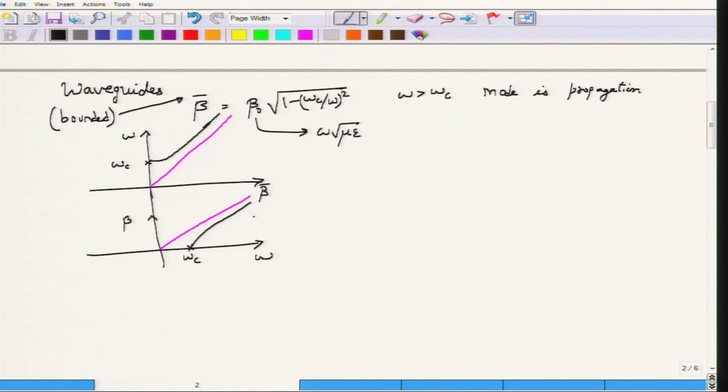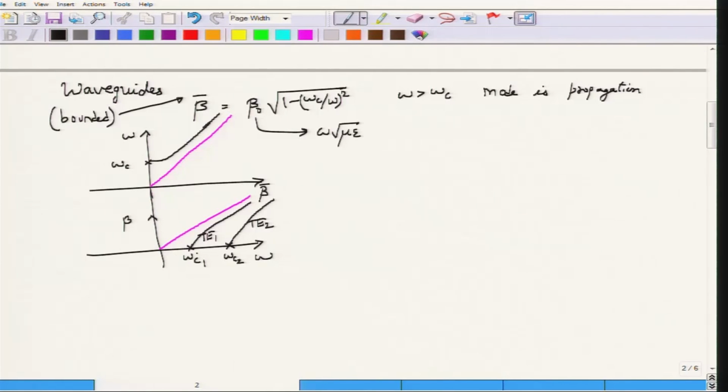What would be the beta versus omega relation for a different mode? Well, for the next mode, that would be like this. Let us call this omega c1, this omega c2. This would correspond to the fundamental mode. For example, if this is a parallel plate waveguide, this would be the TE1 mode, then this would be the TE2 mode, and so on. For a rectangular waveguide, similarly the modes would be TE10, TE20, and so on.